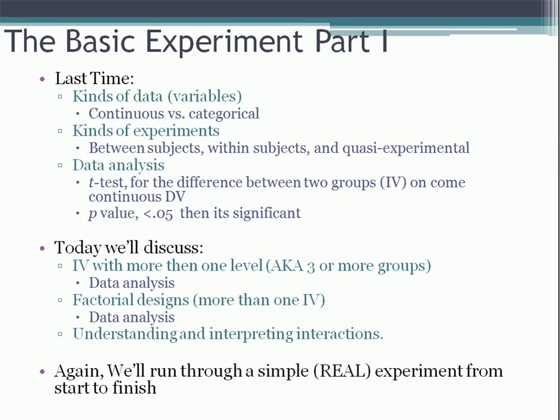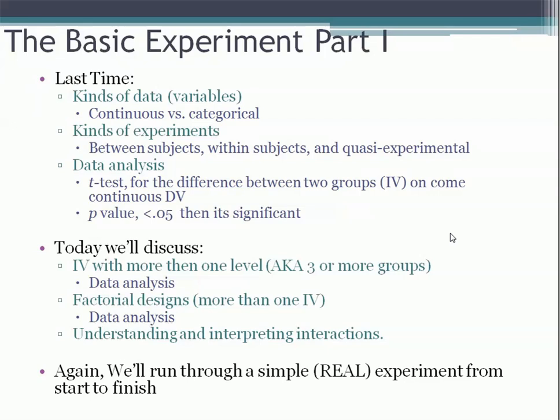So far we've talked about different kinds of data, different kinds of experimental design, so between subjects, within subjects, quasi-experimental. We've talked about different kinds of data analysis. Today we're going to talk about what happens when you have an independent variable with more than two levels, right? So up until this point, our independent variables have been two-level independent variables. In other words, there's two groups, an experimental group and a control group. But sometimes you may find that you're interested in more than two groups, two levels of an independent variable.